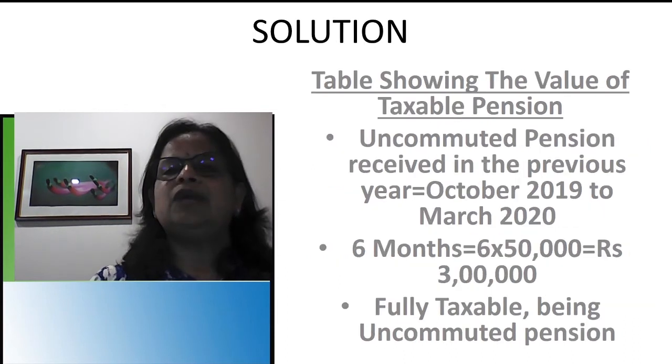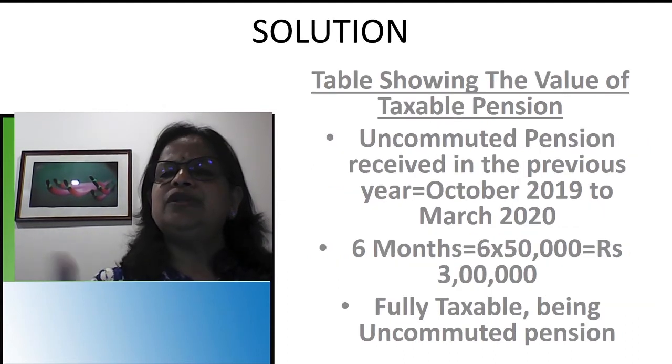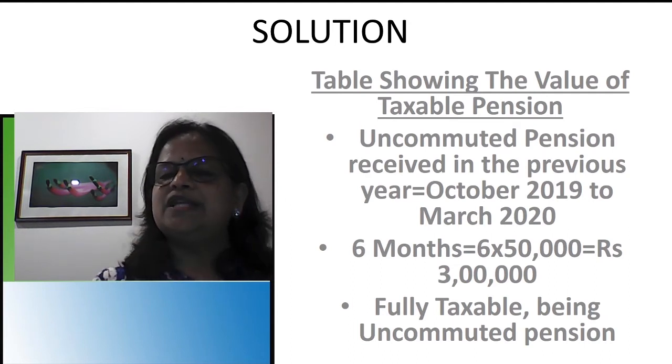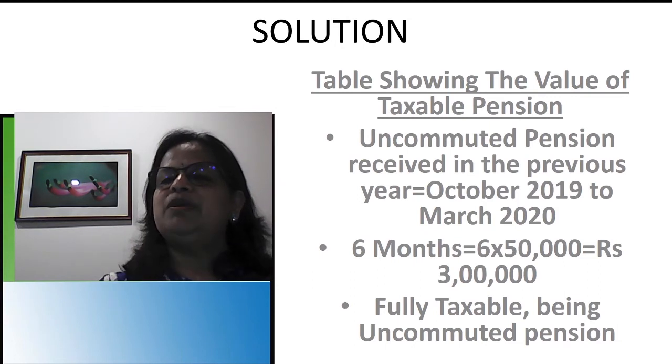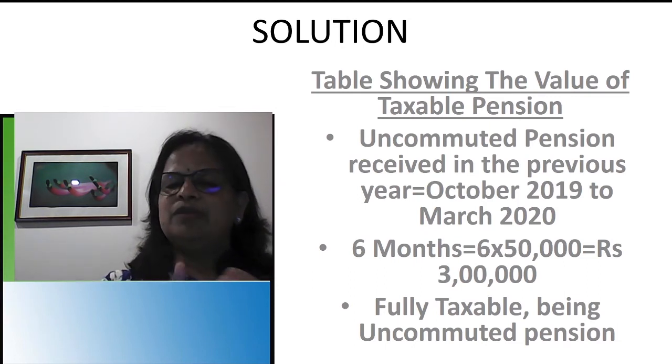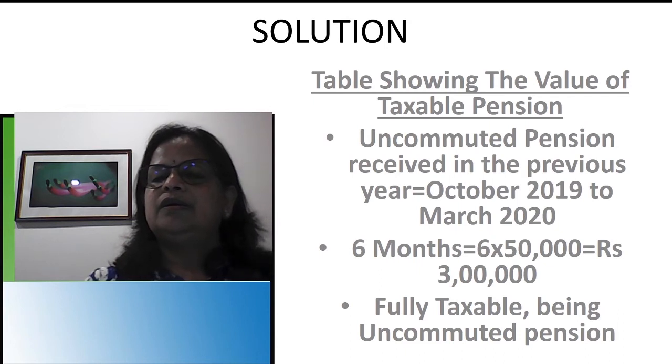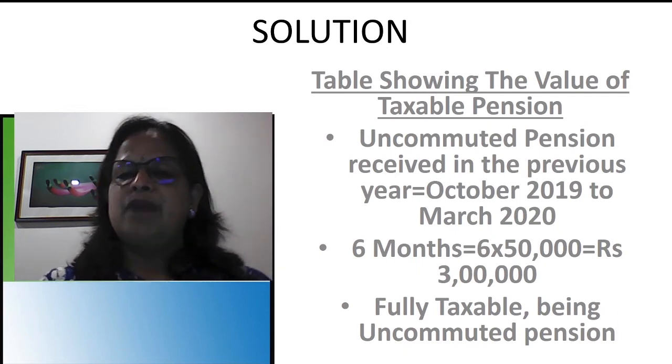Now you see the calculation table showing the value of taxable pension. Uncommuted pension received in the previous year. I told you salary or pension is payable on the 1st of next month. So the September pension he will be getting in October. So October, November, December, January, February and March.